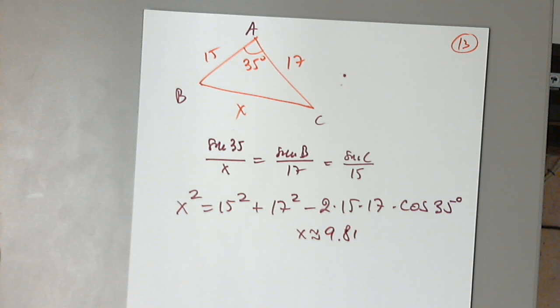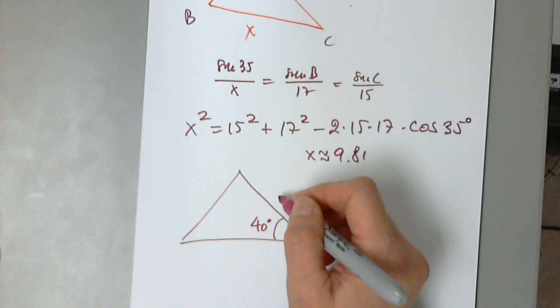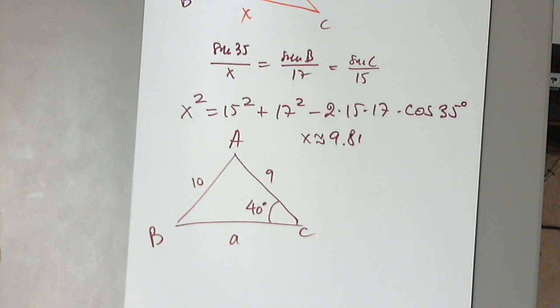What if we're given side-side angle? Again, I'm making stuff up, so I don't know if it's going to work. But that's okay. So 40 degrees, 10, 9, side-side angle. So this is A, this is B, this is C. Remember the side-side angle is the ambiguous case, right? So what do you expect? You either expect the triangle to exist, or the triangle not to exist.